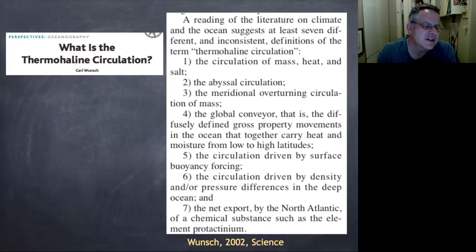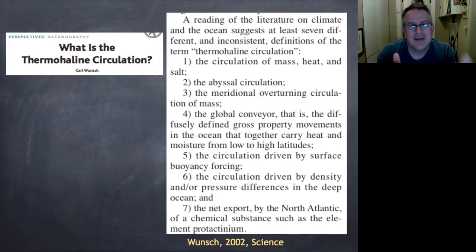The abyssal circulation, just the bottom part of that overturning. The meridional overturning circulation of mass, or the global conveyor, which is partly meridional and partly gyres. Circulation driven by surface buoyancy forcing, circulation driven by density and/or pressure differences in the deep ocean, and the net export by the North Atlantic of a chemical substance such as protactinium. All of those are called the thermohaline circulation, but really the name itself means temperature and salt circulation.